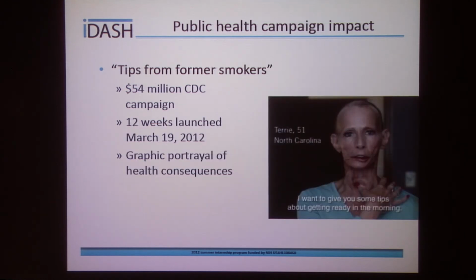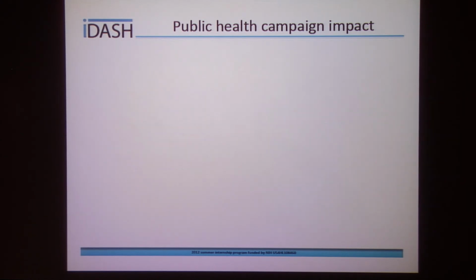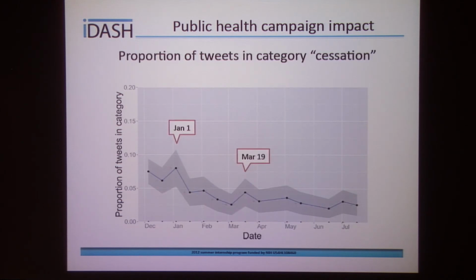And finally, the third case study is the impact of public health campaigns. Tips from Former Smokers is a CDC campaign that was launched a few months ago. It ran for 12 weeks, and it was based on graphic portrayals of the health consequences of tobacco usage. So we can look over time at sentiment on Twitter and whether this campaign has any noticeable impact on that. This is the proportion of tweets in the category cessation or quitting tobacco usage since we started collecting data for the corpus, which was in November 2011.